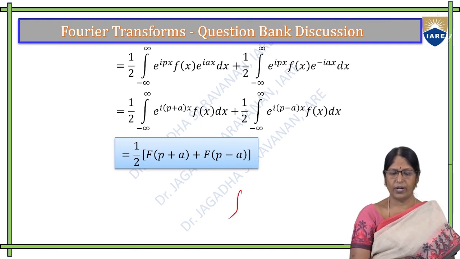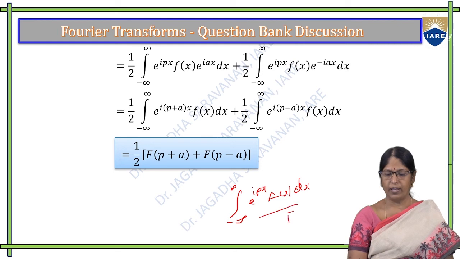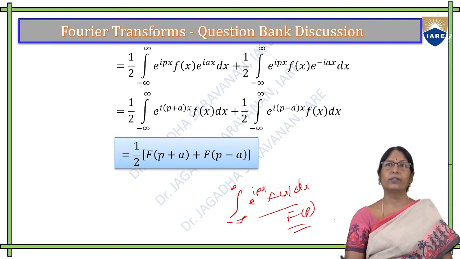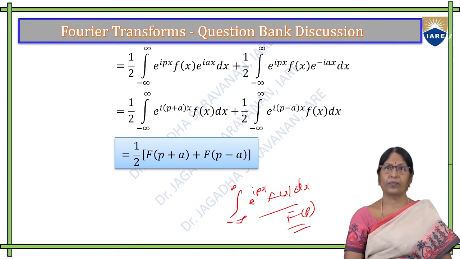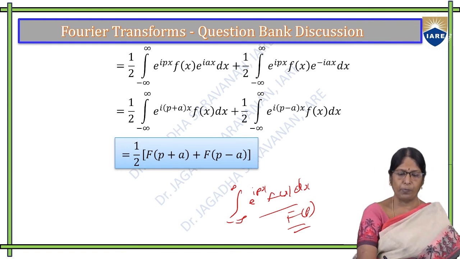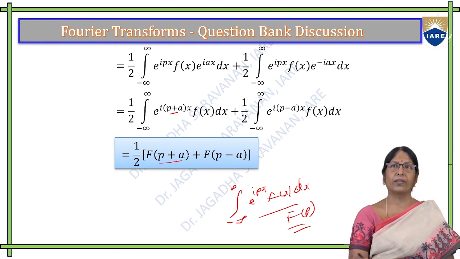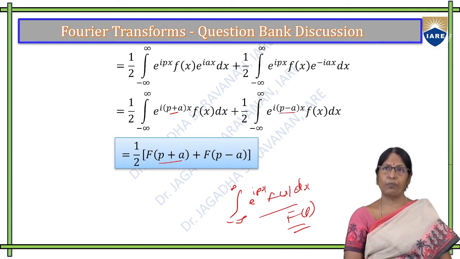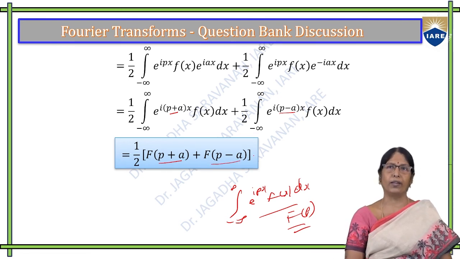So here, integral minus infinity to infinity e power ipx f of x dx. If it is like this, then we say capital F of p is the Fourier transform. But here, instead of p, p plus a is there, so we can write capital F of p plus a. In this other place, instead of p, p minus a is there, so capital F of p minus a.